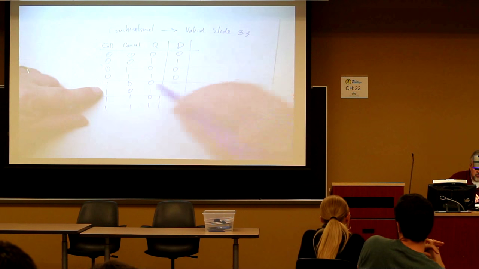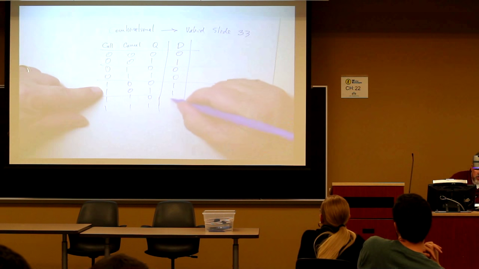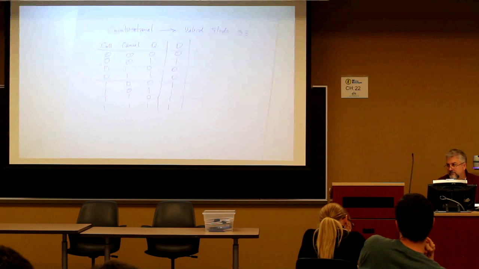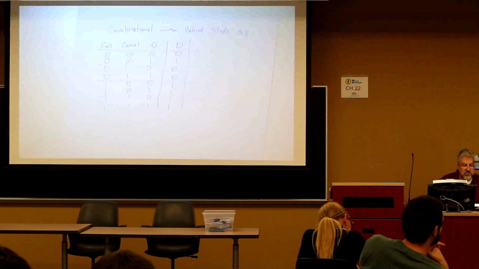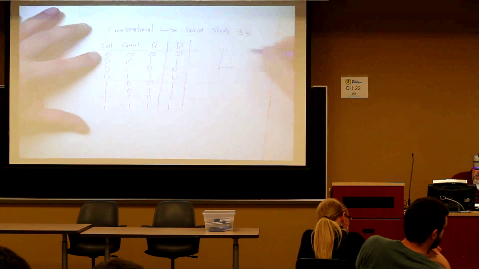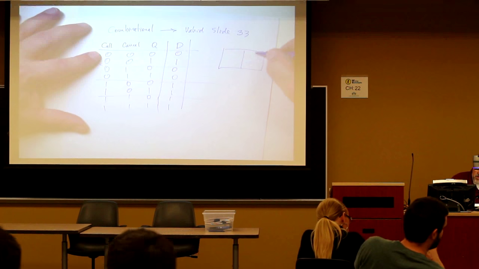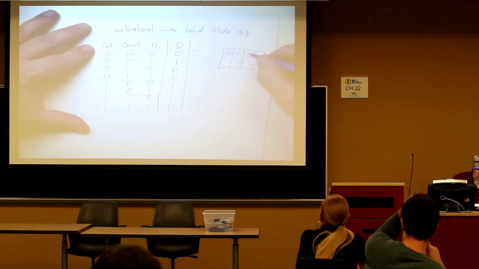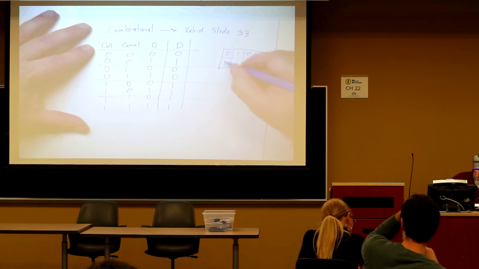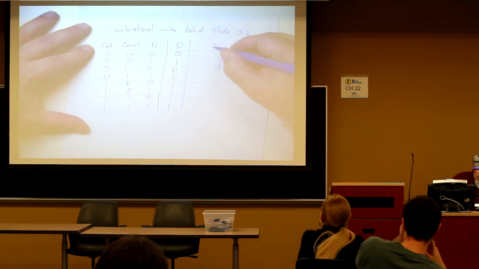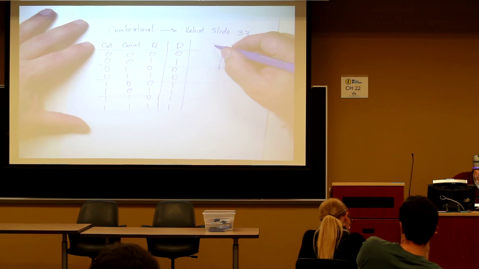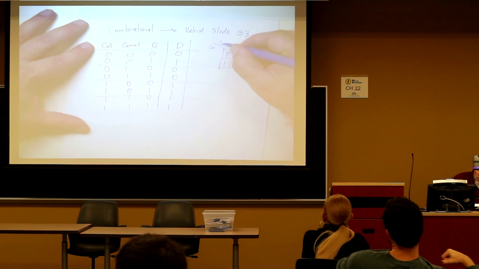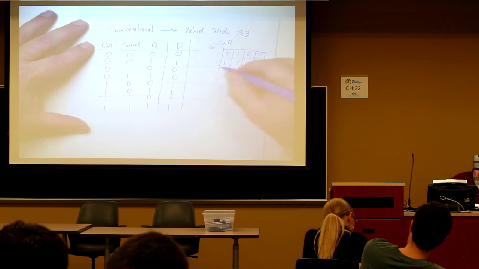So here's where it gets interesting. Call, well, anytime you press call, it's going to be one. Even if you press call and cancel at the same time. So then if we look at our design and do a K-map, we have 0, 1, 0, 0, 1, 1, 1, 1, keeping in mind that this is call and this is cancel and Q.